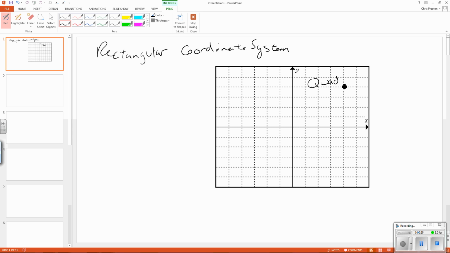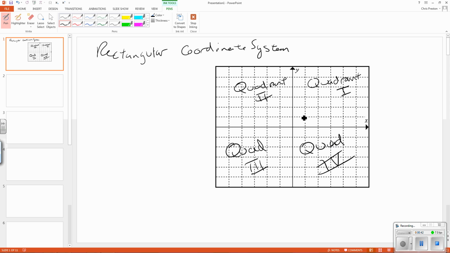Quadrant 1, quadrant 2, quadrant 3, and quadrant 4.